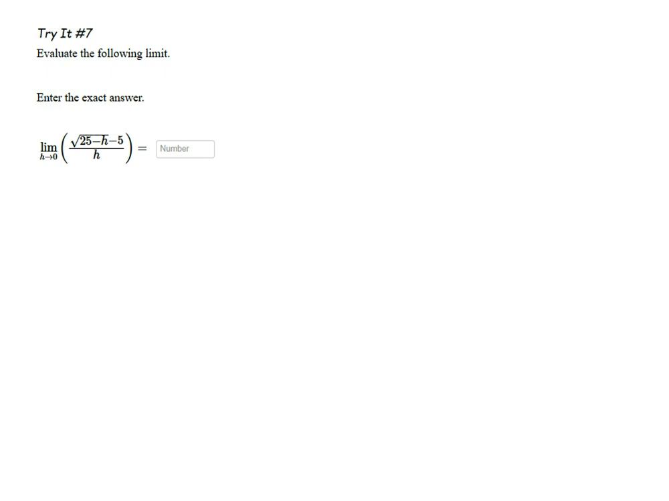Okay, this one is going to be even more fun than the last one. Again, it says find the limit as h approaches 0. But if you put 0 right there, you've got a bunch of junk divided by 0, which is undefined. So we can't plug and chug right away. We have to simplify this function.